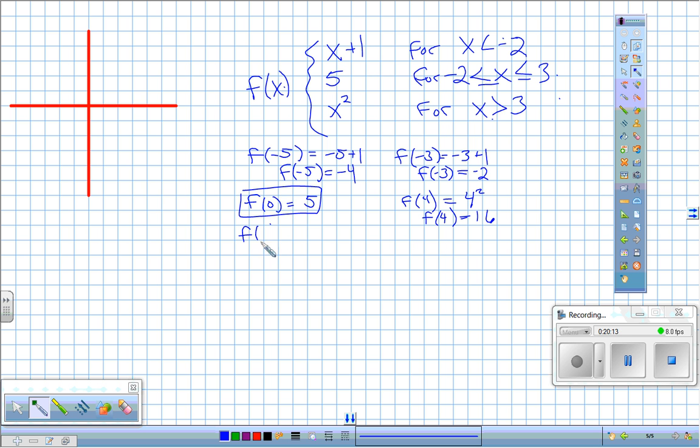Okay, so maybe an f of 10. F of 10, since 10 is greater than 3, I will get 10 squared. So f of 10 equals 100.